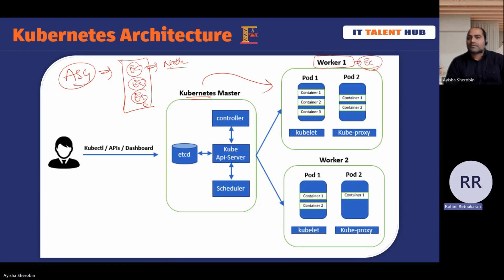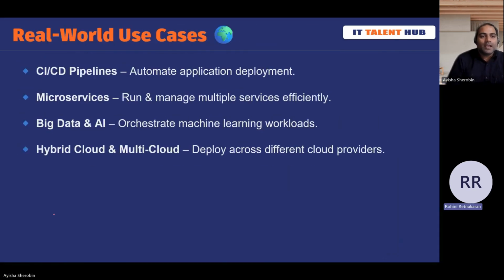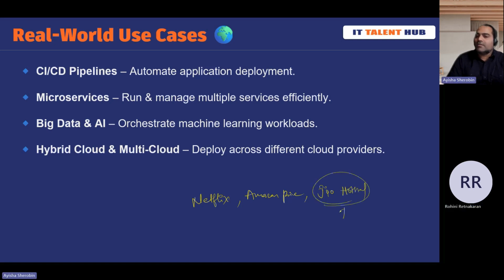Can you explain any real-time usage of Kubernetes in organizations, like where they are using Kubernetes? Everywhere we are using it. Let me show you this. See, we are talking about Netflix, right? We know Amazon Prime. We have Jio Hotstar. Recently there was news that Jio Hotstar is able to handle 50 crore traffic.